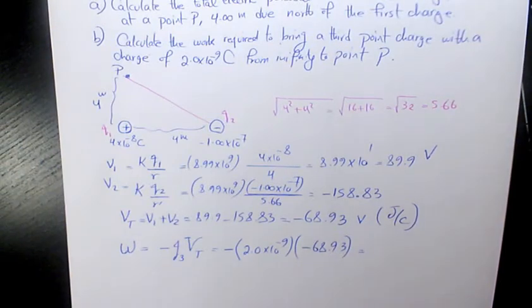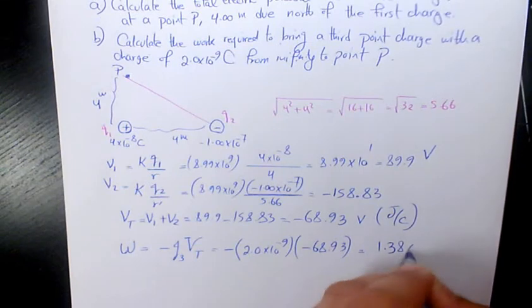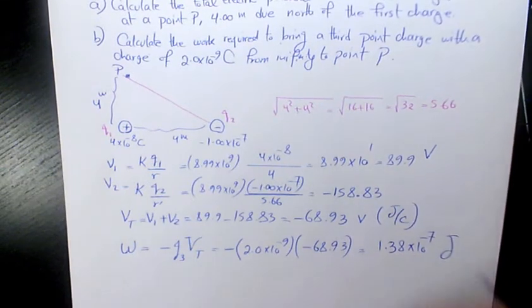Then it's going to be 1.38 times 10 to the power of negative 7 joule.